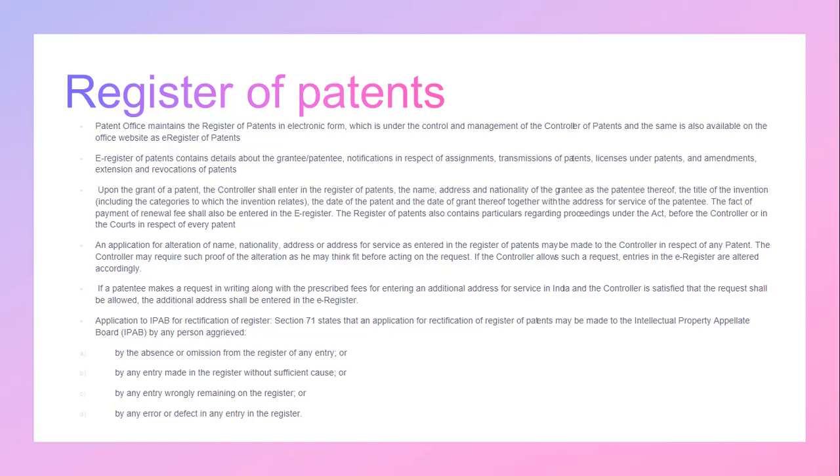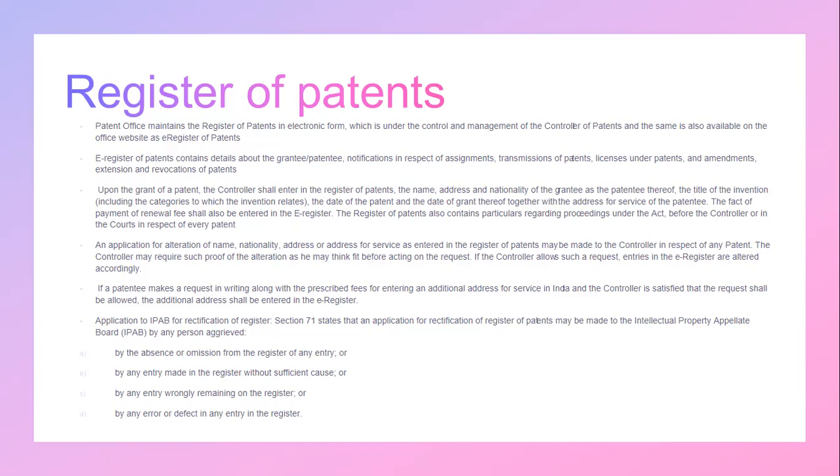Application to IPAB for rectification of register. Section 71 states that an application for rectification of register of patents may be made to IPAB by any person aggrieved by absence or omission from the register of any entry, or by entry made in register without sufficient cause, or by entry wrongly remaining on register, or by any error or defect in entry in the register.